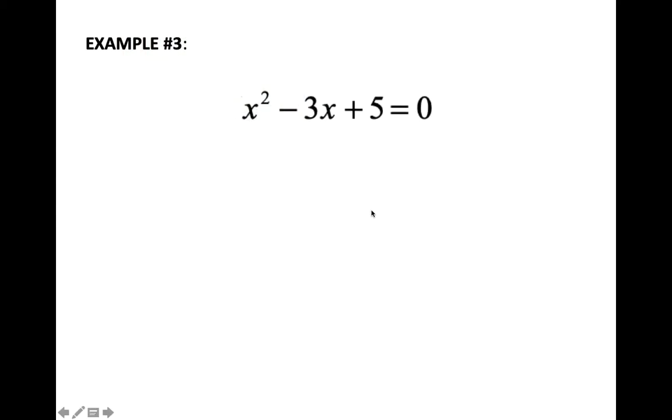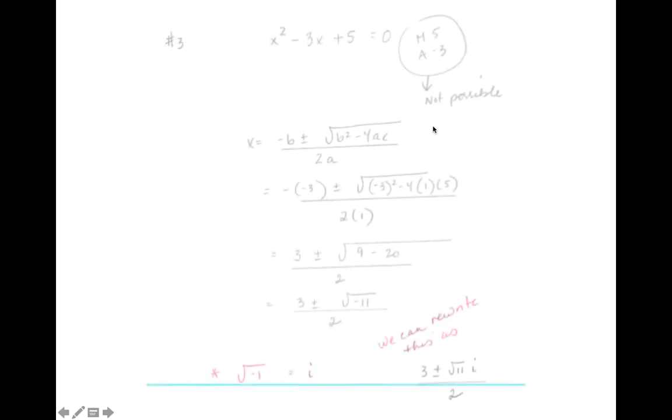Okay, the next one looks like a fairly simple, unassuming one. So we're going to plop in our B, our A, and our C, and so on. When we actually calculate our numbers, we have 9 minus 20, which gives us negative 11. That gave us the opportunity to talk about what happens when there's a negative under a square root sign. We talked about how mathematicians created something called the imaginary number, which is the square root of negative 1. So we can simply rewrite our answer as 3 plus or minus the square root of 11, i, divided by 2.